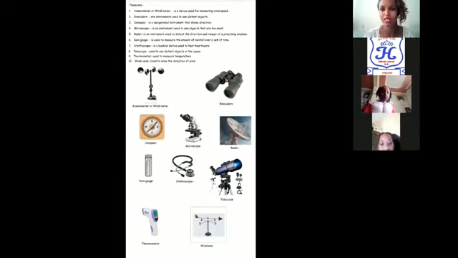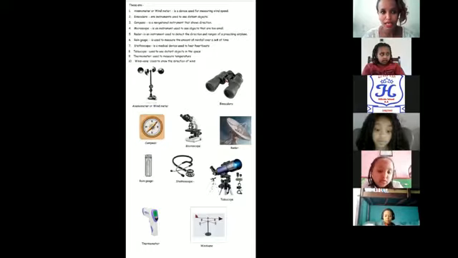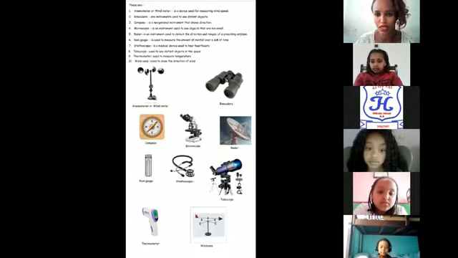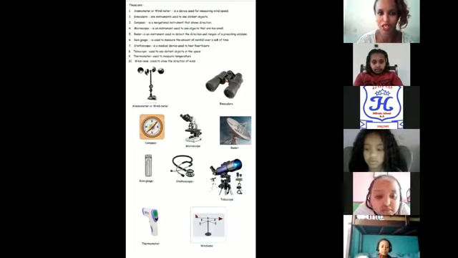Okay. So the second one is what? Binocular. Binocular is used to see a distant object by using binoculars. Okay. The third one is compass. Compass is a navigational instrument that shows the direction, okay? Compass shows the direction of things.